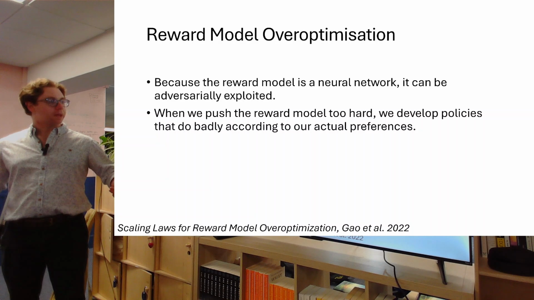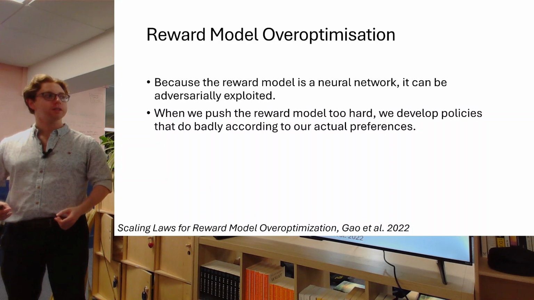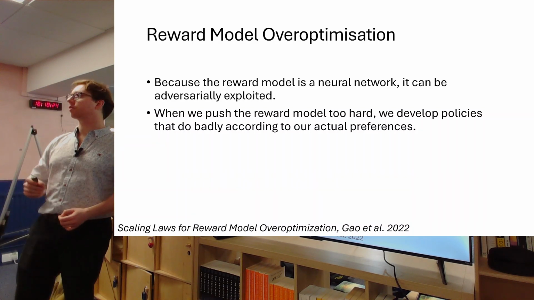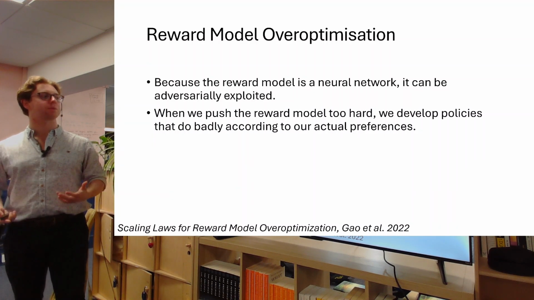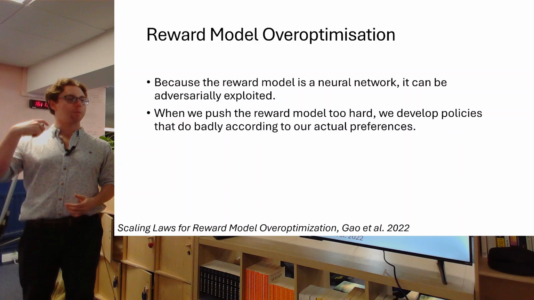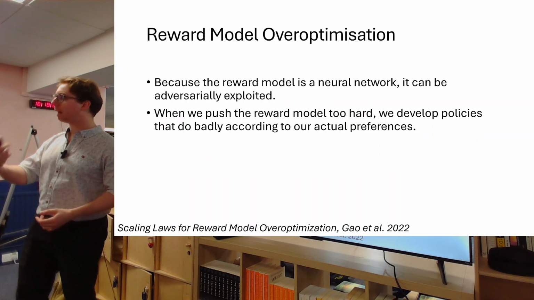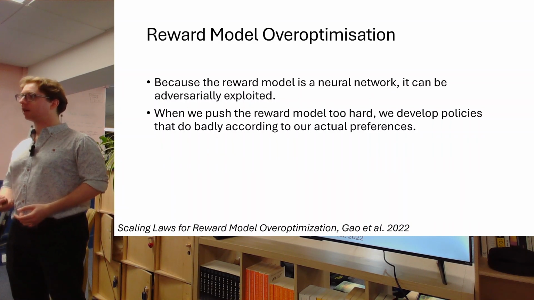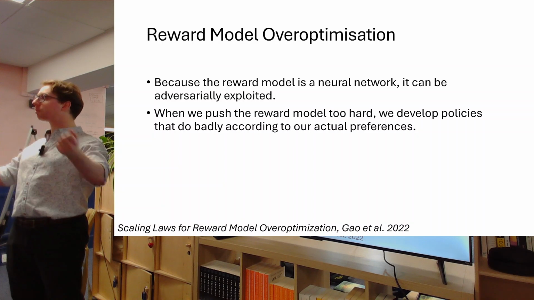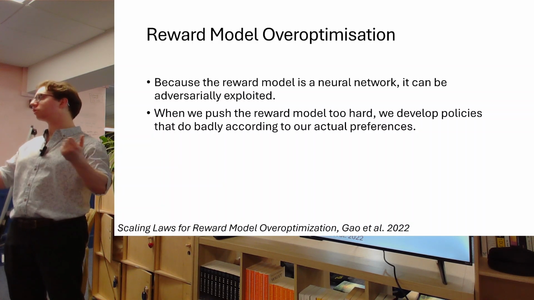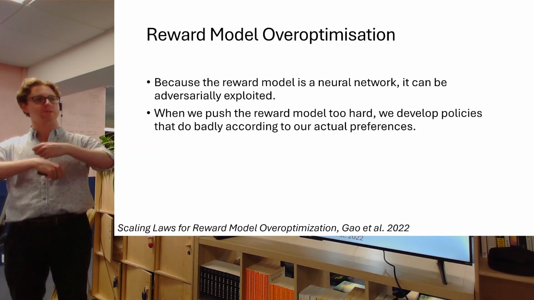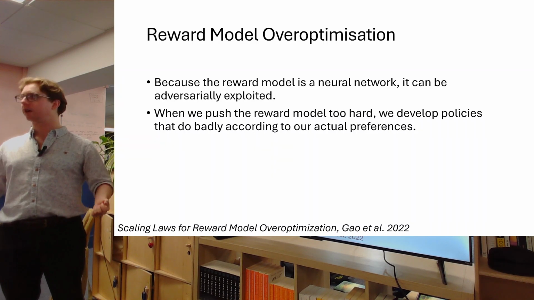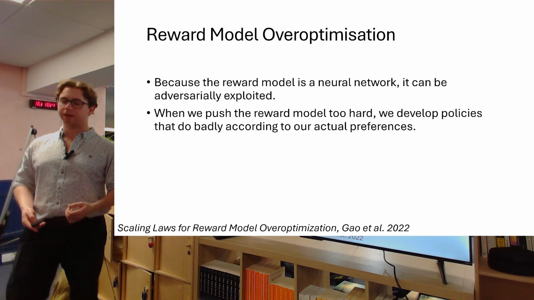And when we push the reward model too hard, so we really heavily optimize for a high reward, we can get what we call reward model over-optimization, where we develop policies that actually do badly according to our preferences, because we've found the place where our reward model comes apart from the actual preferences that we have, because that reward model has failed to generalize across the entire distribution. There are adversarial examples for it, for example.